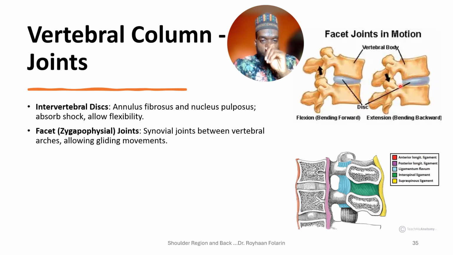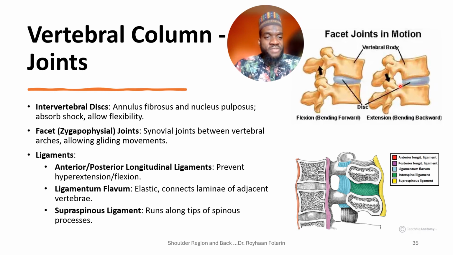It's a synovial joint between the vertebral arches, which allows gliding movement. And we have ligaments. We have anterior ligaments and we have posterior ligaments. So here is the anterior longitudinal ligament of the vertebra, and these are the posterior longitudinal ligaments of the vertebra. So here is the ligamentum flavum, which is an elastic component that connects the laminae of the adjacent vertebrae. So here is the lamina that the ligamentum flavum is connecting, and here is the interspinal ligament.